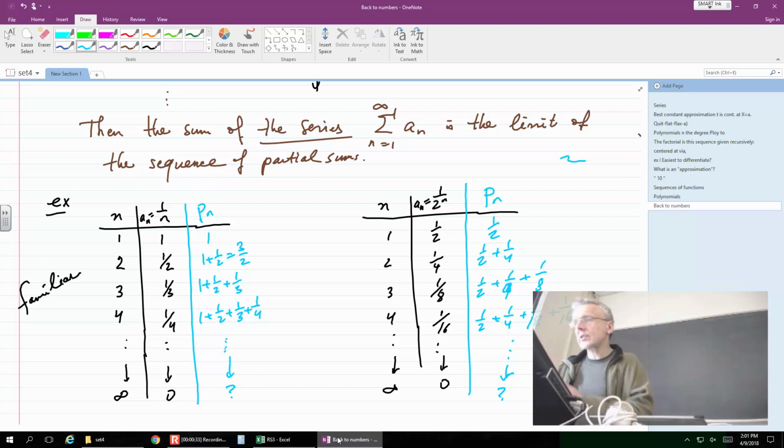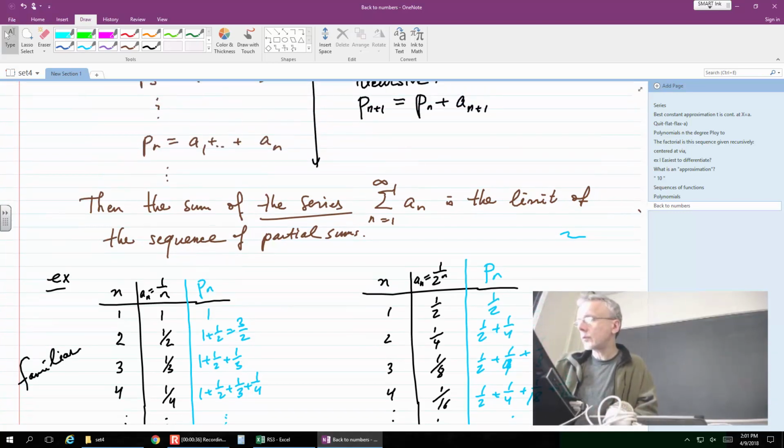So that notation is slightly misleading. This notation for a sequence.